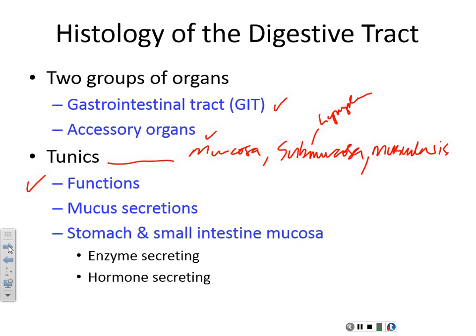Okay, based on what's located in there is the function of the mucosa, and you know what that is: lining, the epithelial lining. And the submucosa, we call that the lymphatic system. So you've got to know those four layers of the GIT throughout, and then of course mucus secretions to protect and to lubricate as you go down towards the large intestine. You know that, and then stomach and small intestine, the mucosa.